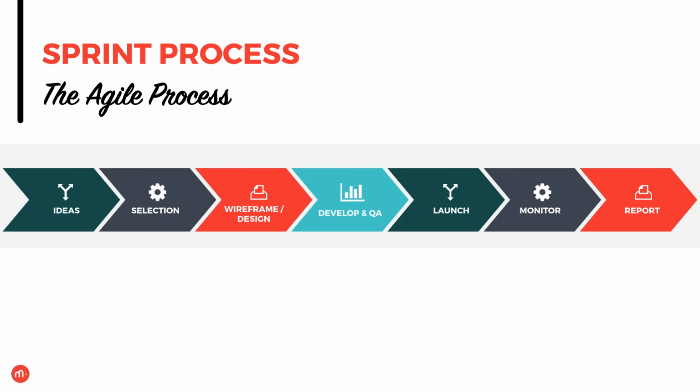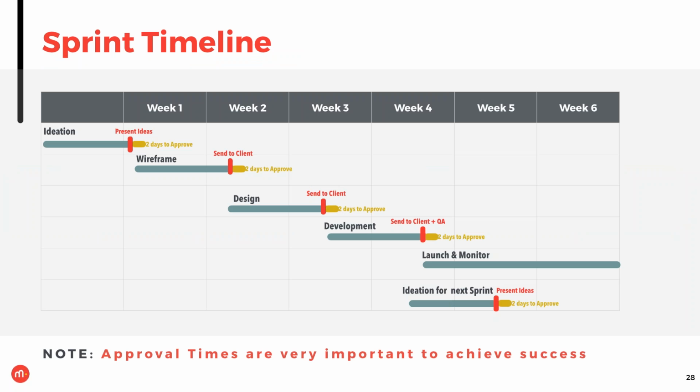And at a high level, you can see the sprint timeline. You know, we have ideation, wireframing, design, development, launching and monitoring. And of course, in the background, we gear up for the next sprint or the next set of ideas in terms of ideation. And of course, it's important to note that approval times are crucial to achieve success. So roughly, we look for 2-day turnarounds at the end of each function.